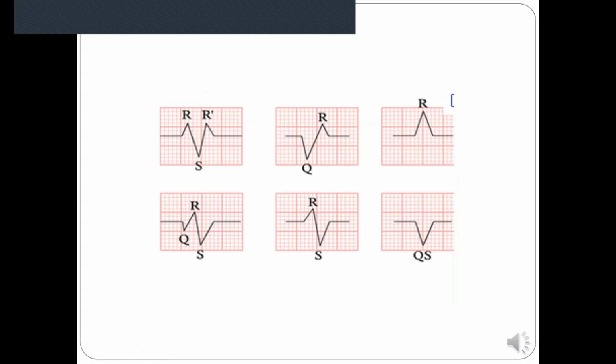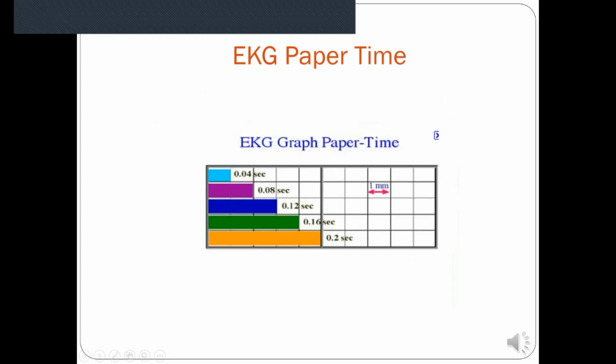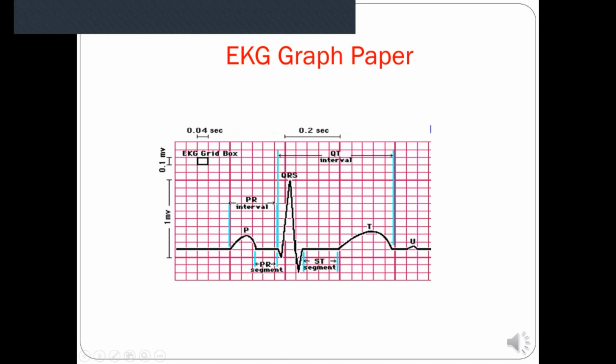And so you see these little boxes. And so if you look at this, this is the little box right here, if it was just in red. So one little box is 0.04 seconds, 2 boxes is 0.08 seconds, 0.12 seconds, and 0.16 seconds, and then 0.2 seconds. And so this is that on this grid.